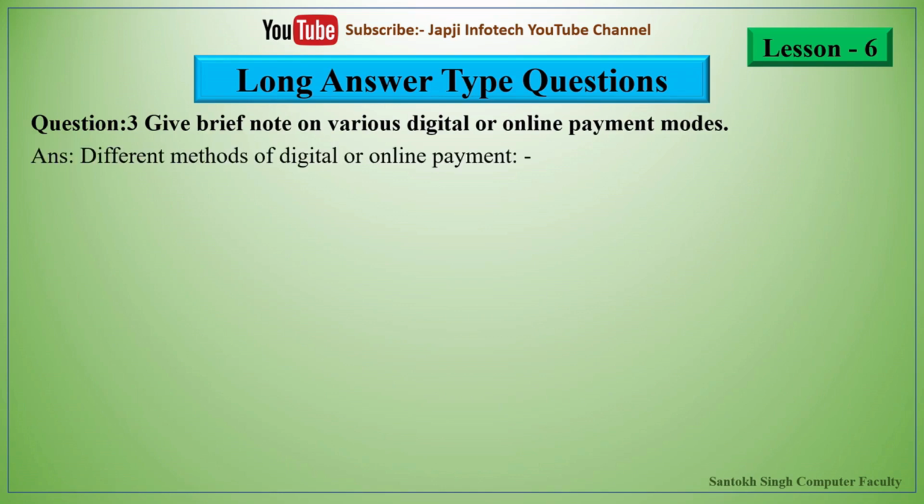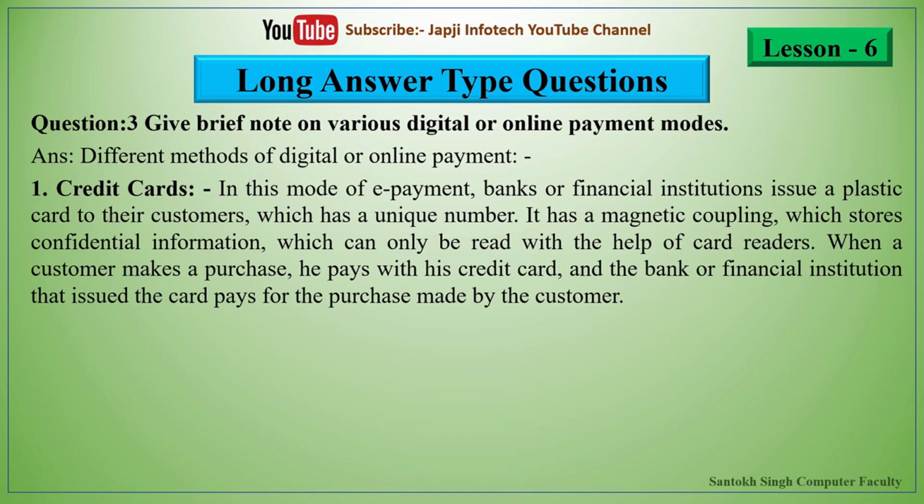The different methods of digital or online payment are, the first one is credit card. In this mode of e-payment, a bank or financial institution issues a plastic card to their customer, which has a unique number. It has a magnetic strip, which stores confidential information, which can only be read with the help of a card reader. When a customer makes a purchase, he pays with his credit card, and the bank or financial institution that issued the card pays for the purchase made by the customer.